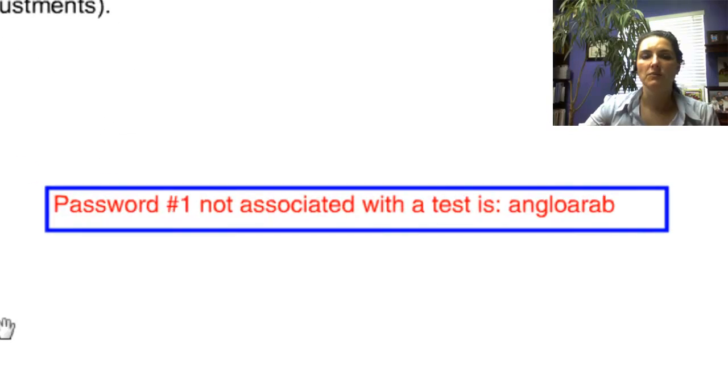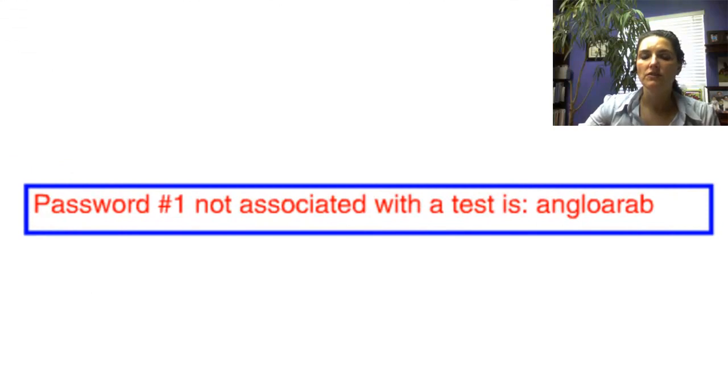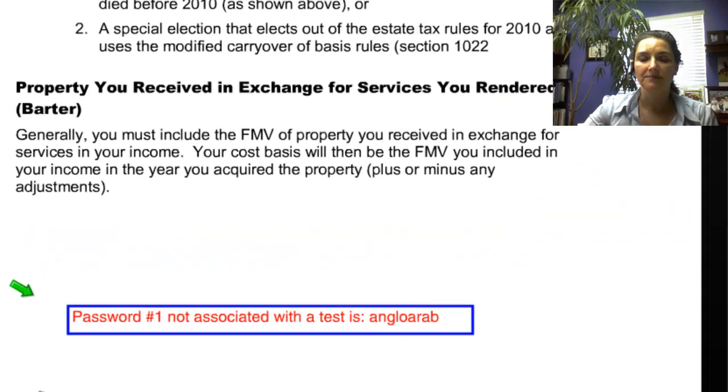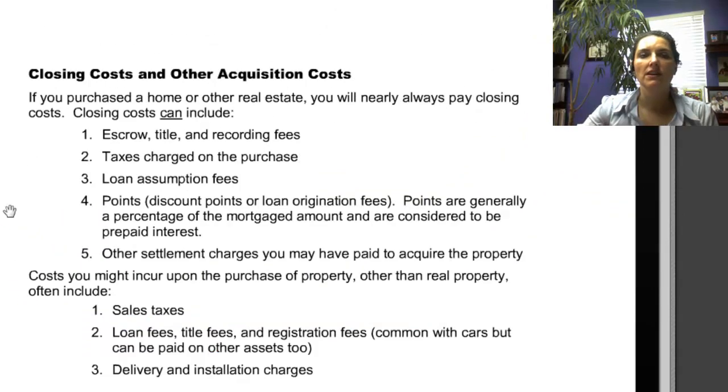And here is the first password of the day. Because we do not have a quiz review or a homework review today, the first two passwords I'm giving you are not associated with tests. So they will not unlock answer keys, but you do need them for the password test. The first password of the day that is not associated with a test is Anglo-Arab, Anglo-Arab.